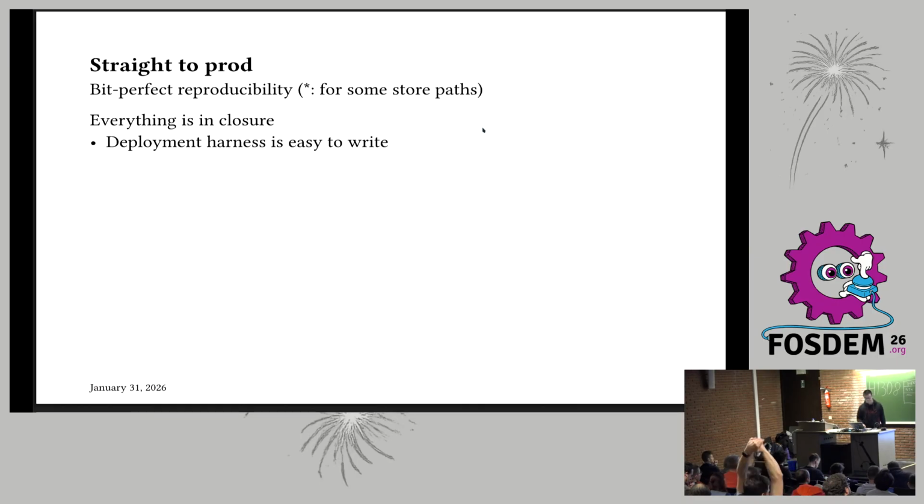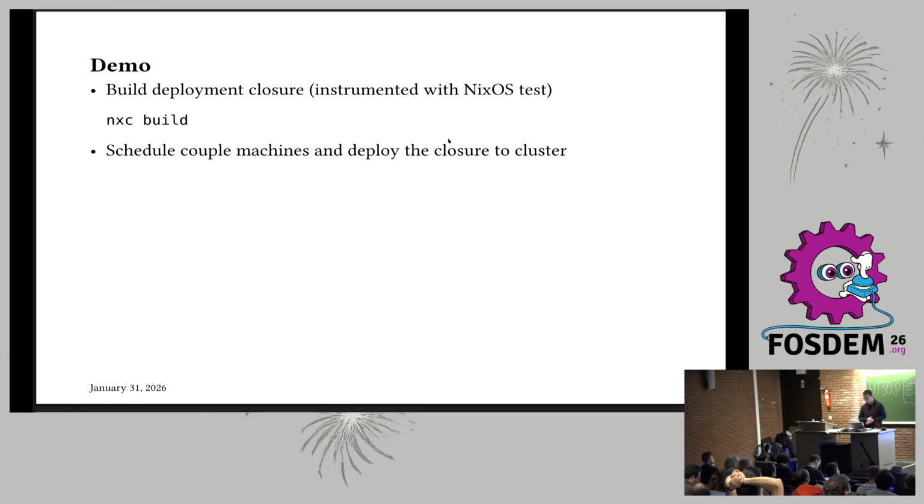So let's see what it goes. And since everything is in the closure, the entirety of the system, like the configs, the kernel, initrd, everything, it would be very easy to write a deployment harness. And now let's do a production deployment demo.